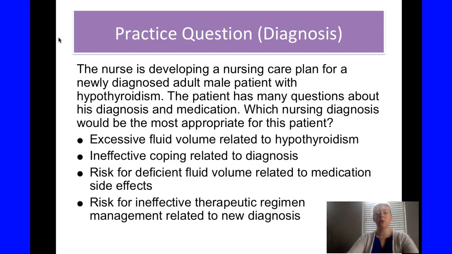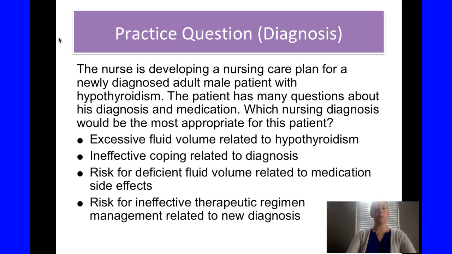The nurse is developing a nursing care plan for a newly diagnosed adult male patient with hypothyroidism. All right, so you're making a care plan for this patient who's a male with hypothyroidism. His thyroid's not functioning as well. He has many questions about his diagnosis and medication. What nursing diagnosis would be most appropriate? So basically you sit down with this patient and you're making a care plan and these goals, and he keeps asking a lot of questions. He has a lot of questions about medicine. I don't know what this is doing. What do you mean? What is hypothyroidism? I don't understand this. He just really doesn't know anything about it.